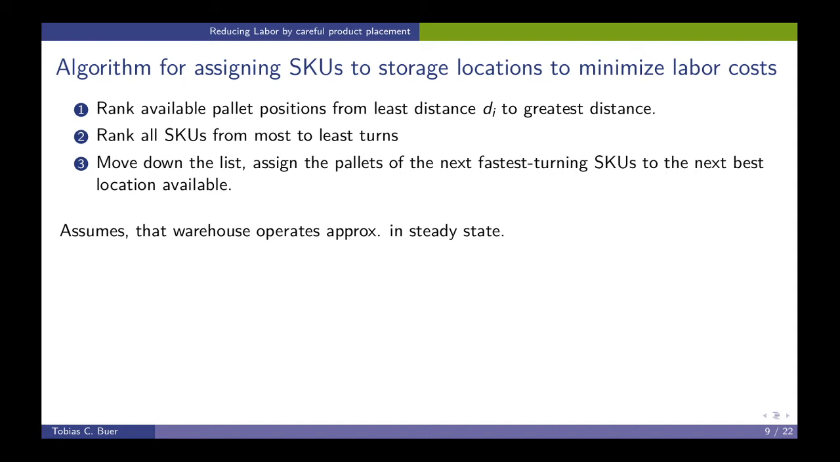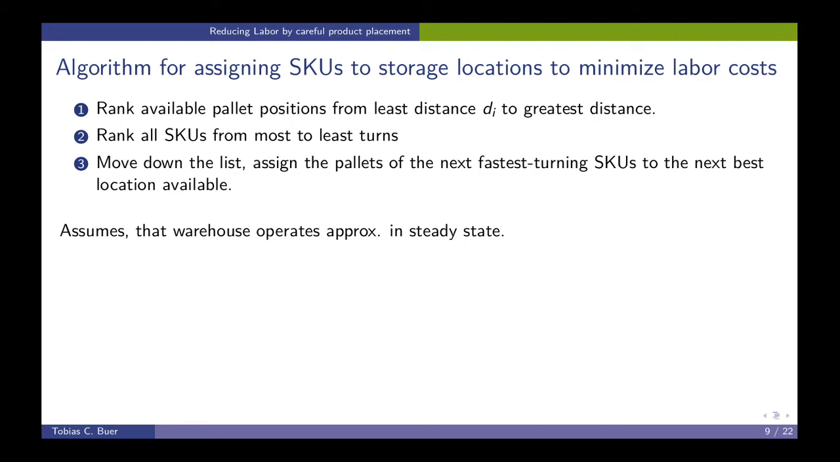In the first step, we look at all available storage positions, all positions where we can store a pallet, and we order these positions. We start with the pallet position that has the smallest travel distance, and we order them in increasing distance, from the smallest distance to the greatest distance.